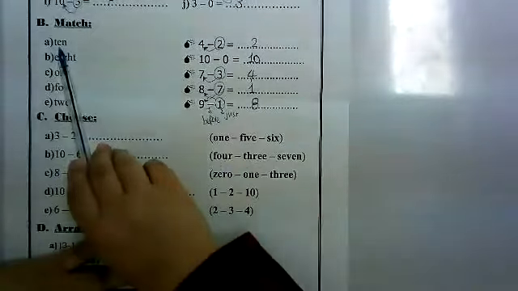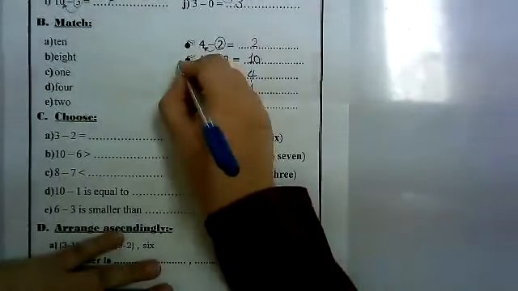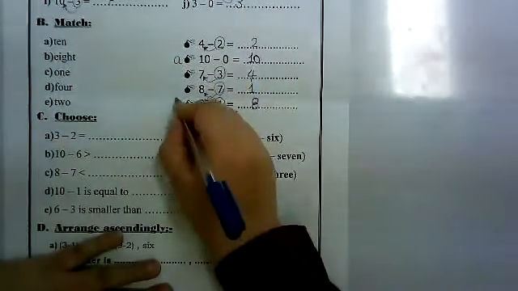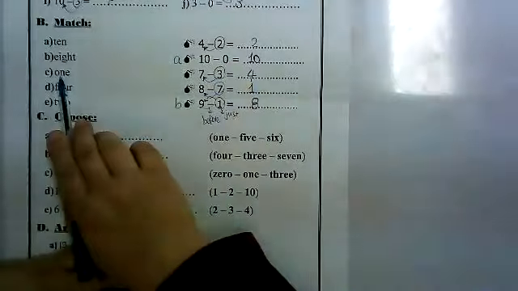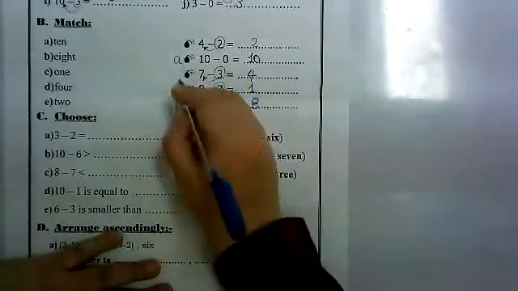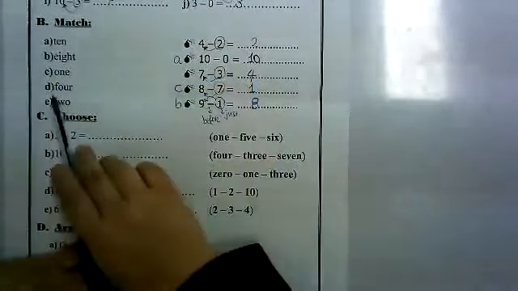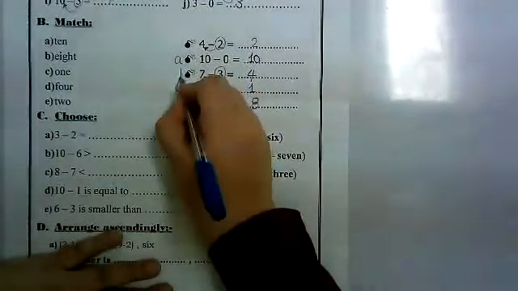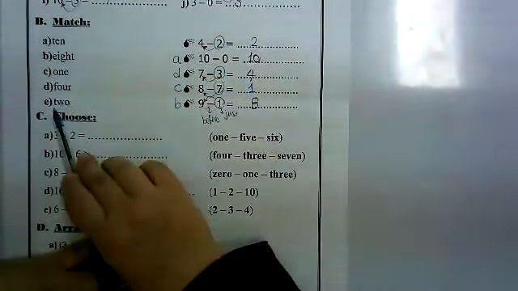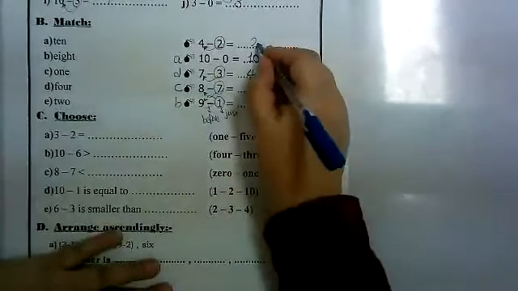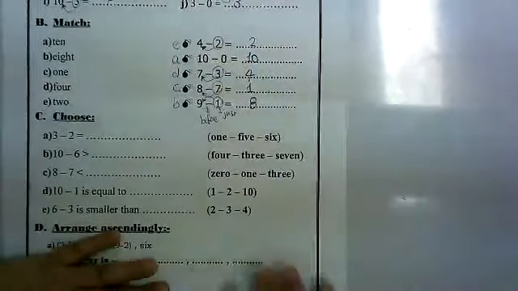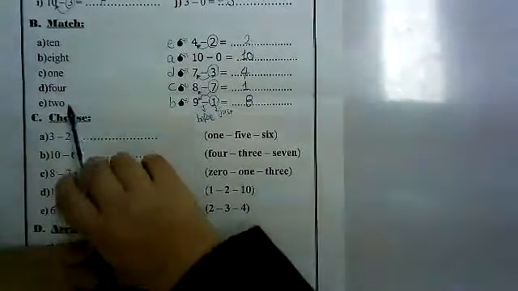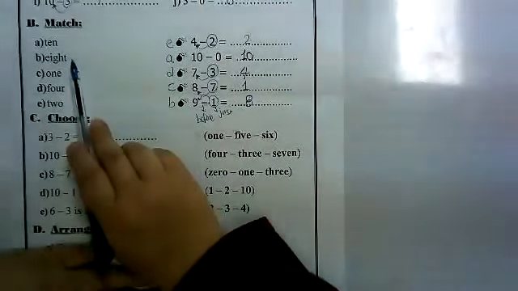where is 10? Here is 10. We are going to write A. Where is 8? This is 8, number B. Where is 1? This is 1, so it's C. Where is 4? It's D. And where is 2? This is 2, it's E. That's how you are going to solve the match question. Don't match in lines, please.